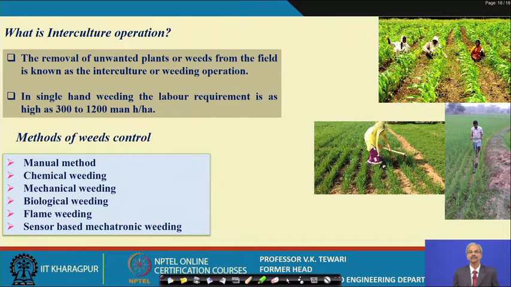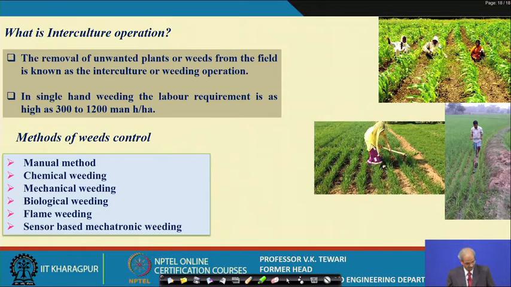It takes about 25 to 30% of the total energy, and even the cost involved in the total production of a crop is for weeding itself, and this is a very arduous task. It is very manual intensive, human intensive operation. That is why this menace has to be controlled, and that is why we call control of weeds interculture operations.